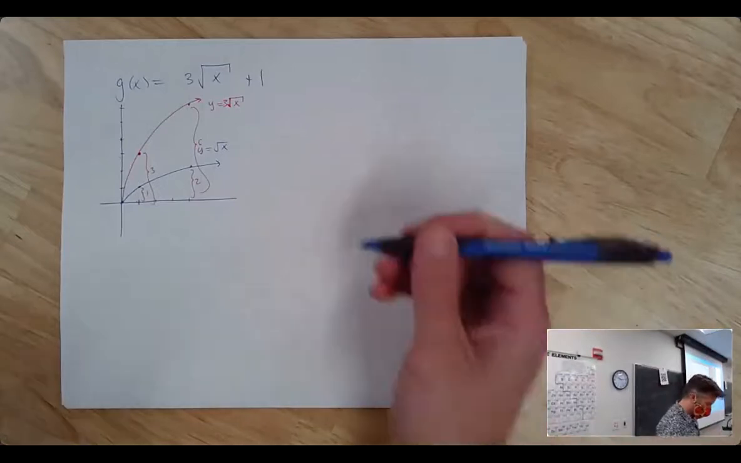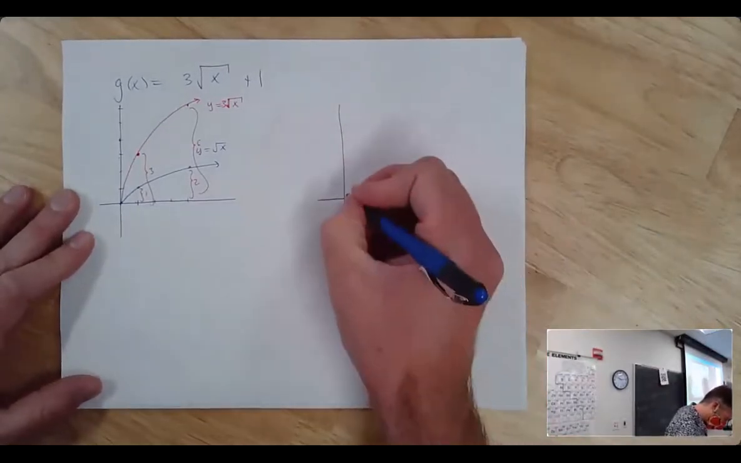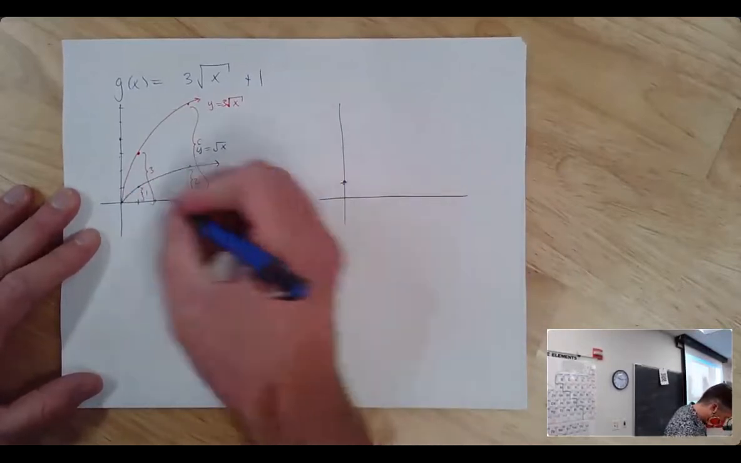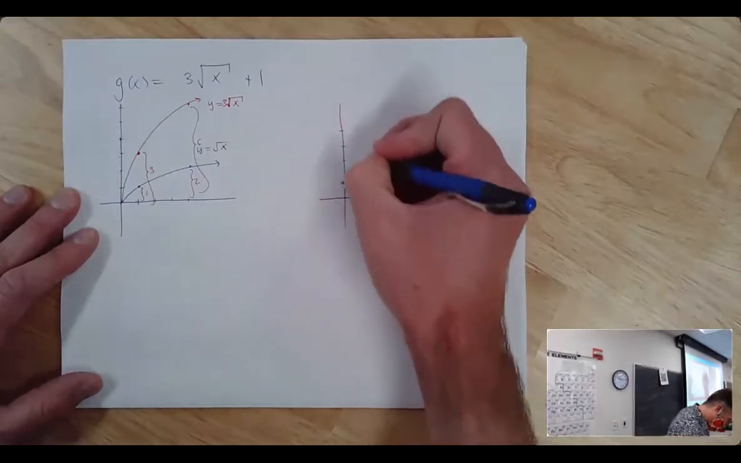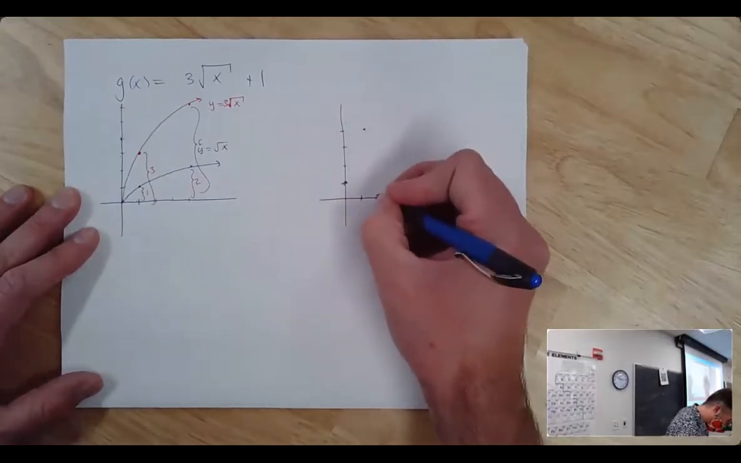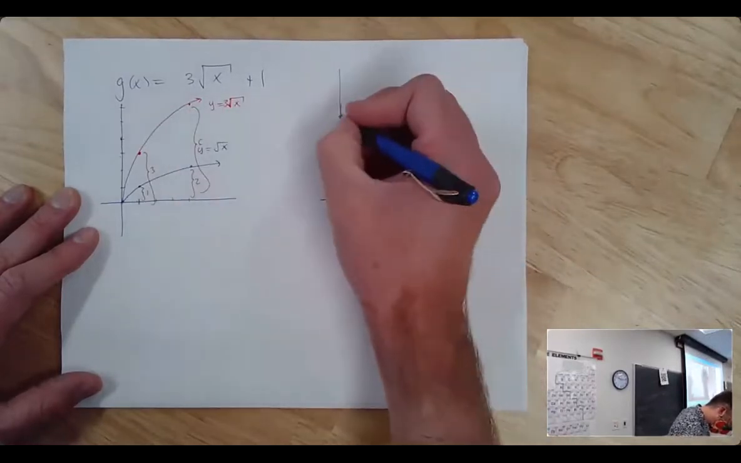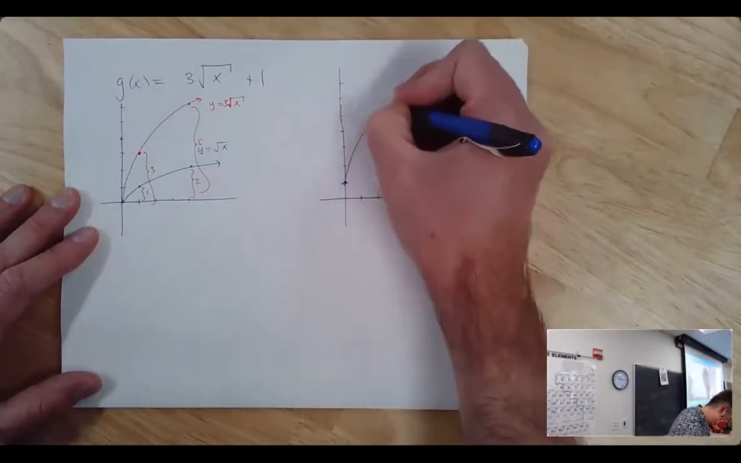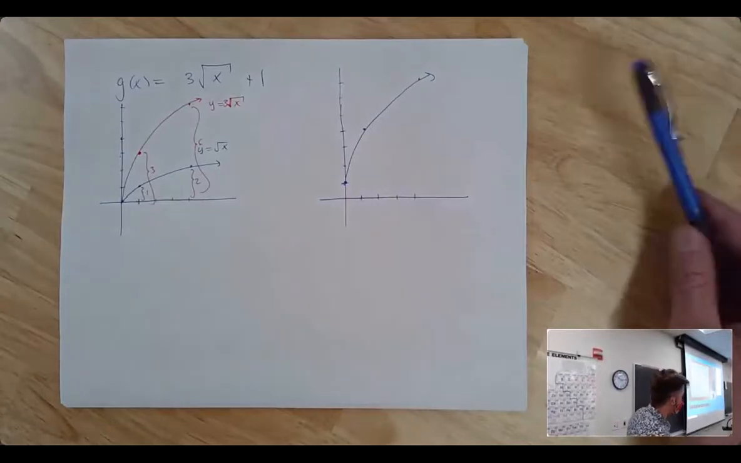And then finally, if I was going to finish graphing this, I'd shift them all up by 1. So instead of being 0, 0, I'd get 0, 1. Instead of being 1, 3, I'd get 1, 4. And that's all I really want to graph. But I guess I could do the next one. Instead of being 4, 6, I get 4, 7. So there's what my graph will look like.